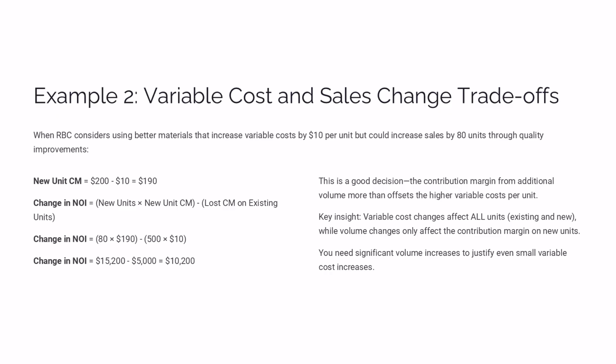When Chipotle faced E. coli outbreaks in 2015, they had to decide whether to implement more expensive food safety procedures that increased variable costs by 50 cents per meal, and they calculated they'd need to maintain current CM divided by new CM equals $3 divided by $2.50 equals 120% of their volume to break even on that change, which they ultimately achieved through their marketing campaign about food safety.